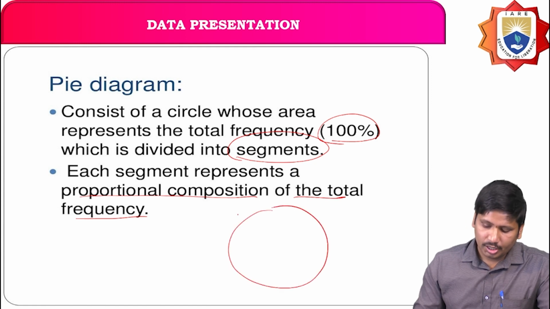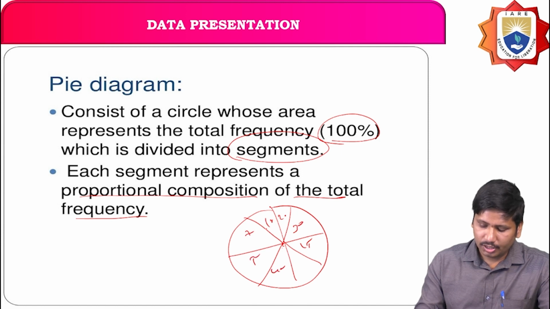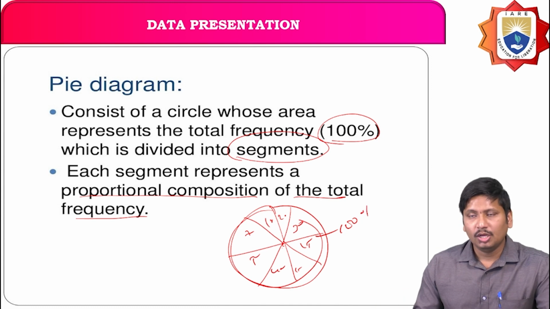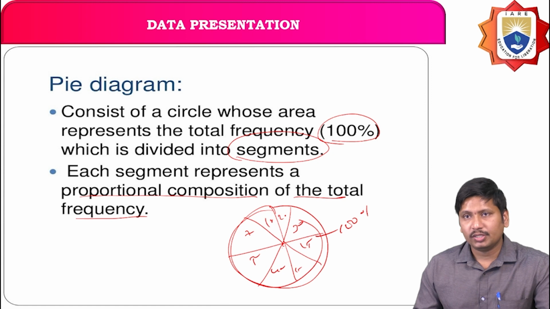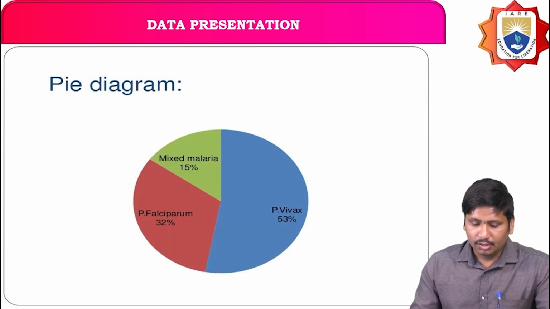Here we maintain a circle, and this circle is divided into different parts, let us say 10, 20, 30, 40, 50, 70. But overall the total should be 100 only. The circle is divided into various segments, which together equal the frequency, let it be 100%, and each segment represents the proportional composition of the total frequency. So this is the pie diagram for a particular application that we saw previously.